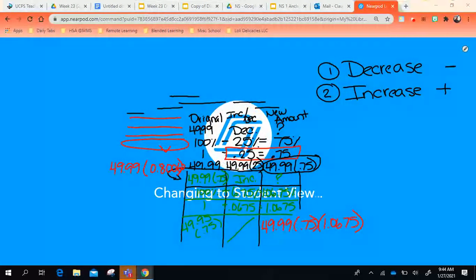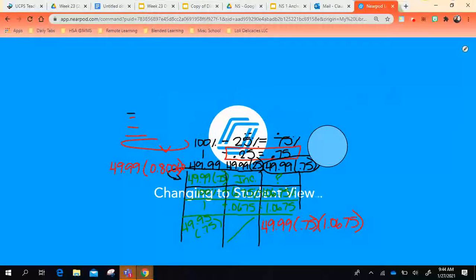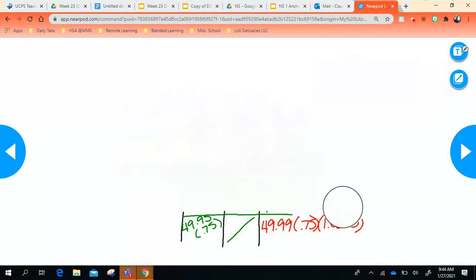Oops, I always do that. I put it in student view, so now it's going to take 10 hours to change to student view. I should have just grabbed the eraser and erased. Trying to save time. Now I just wasted more.